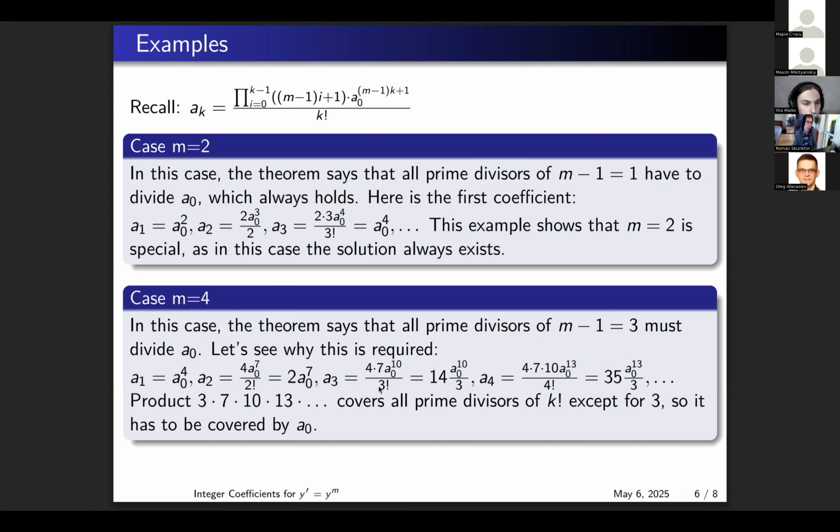Here we're writing down the first coefficients, and we see that division by all primes except 3 is handled by our product. But division by 3 is not handled by our product. So this means that this division should be handled by our initial condition, a sub 0, as the theorem predicted.